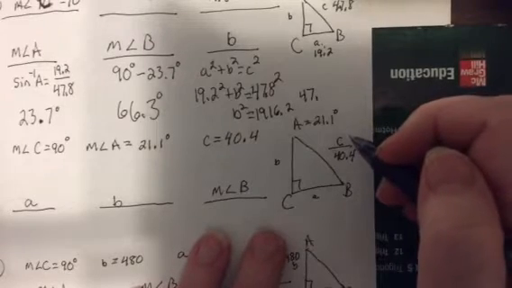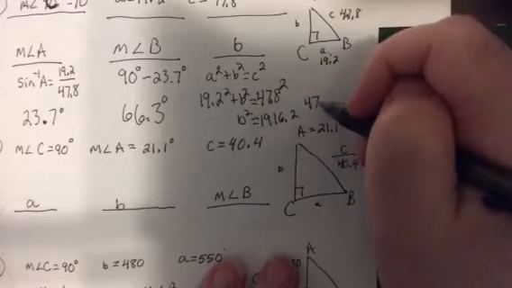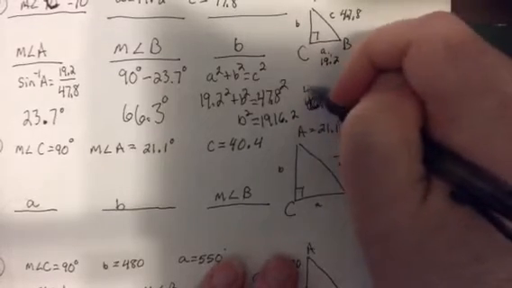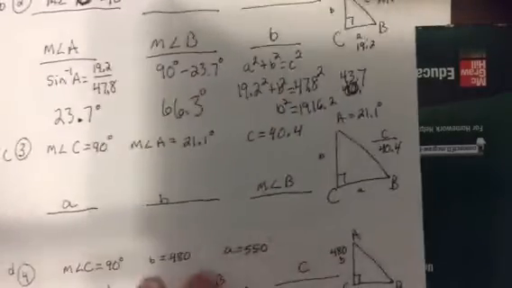Where did I put that? 43.7. I don't know what I put. 43.7. And that is right. When you round it, it's 0.8.